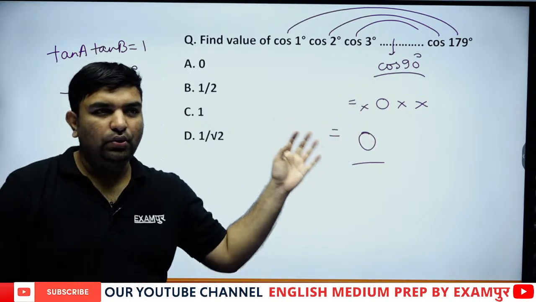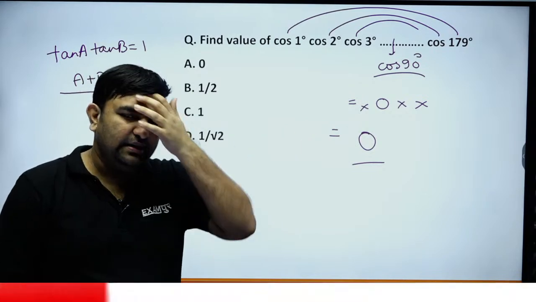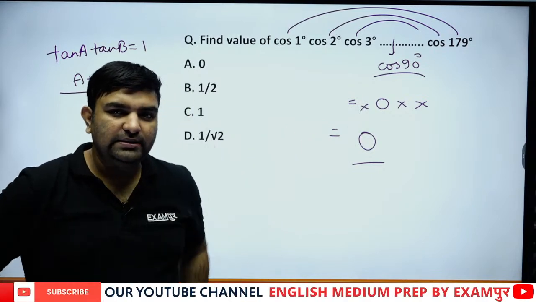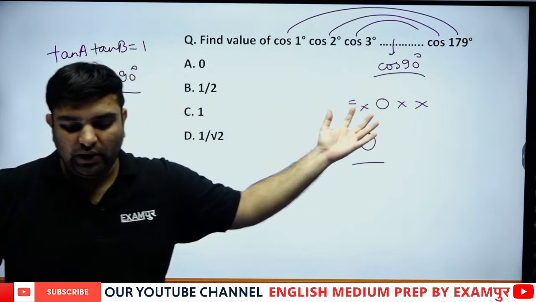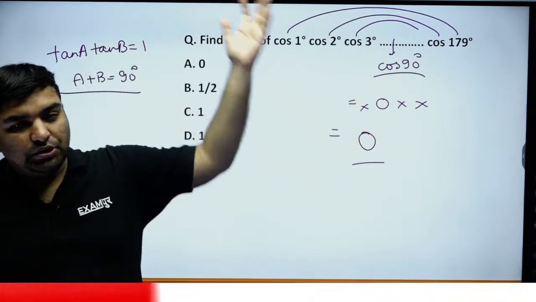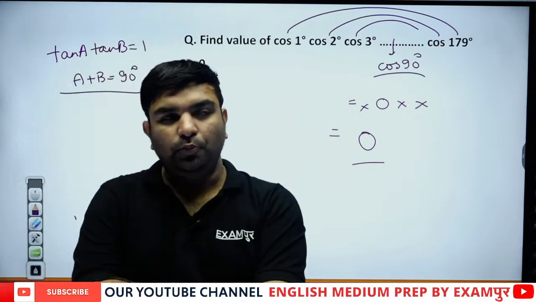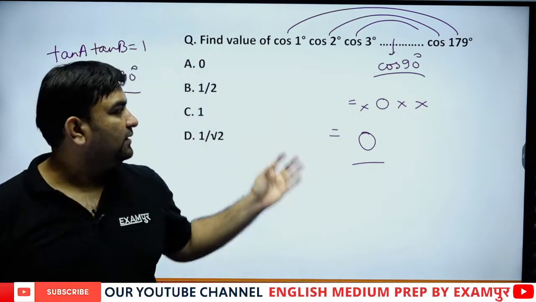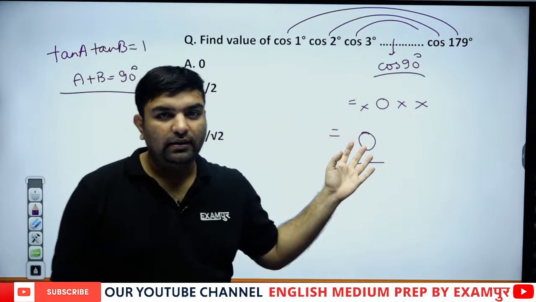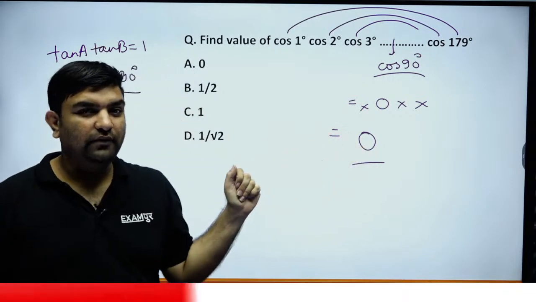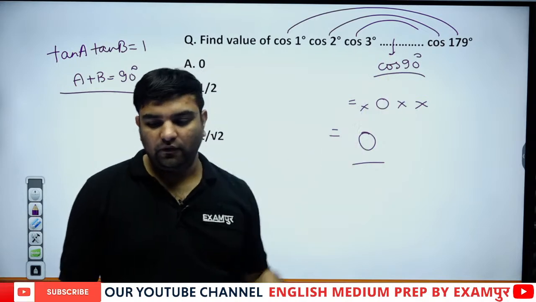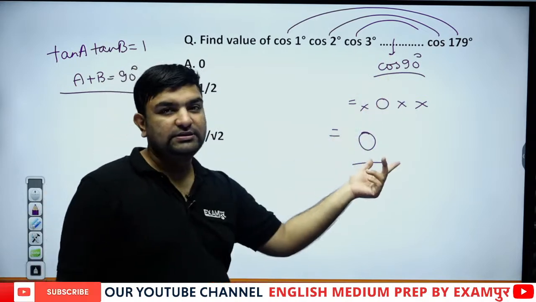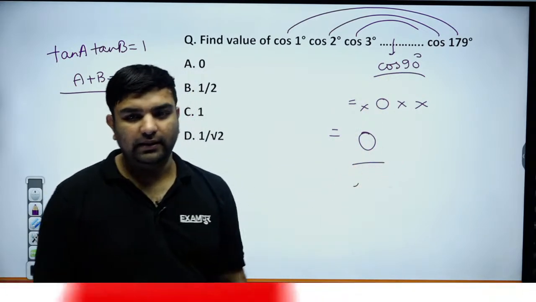This was a kind of googly being played, because they know that most of the students answer tan A into tan B as 1. So let's see whether they can answer this one as well. This question was only made to play a trick with you, to see whether you are aware that cos A into cos B is not 1. This would be solved with the help of cos 90. Cos 90 is 0, so 0 multiplied by anything is 0.